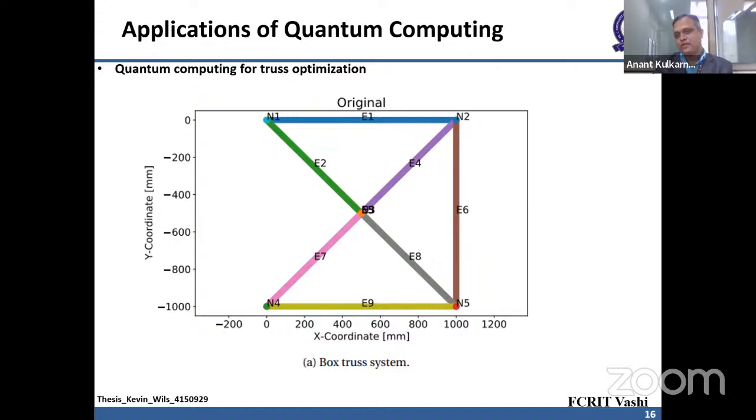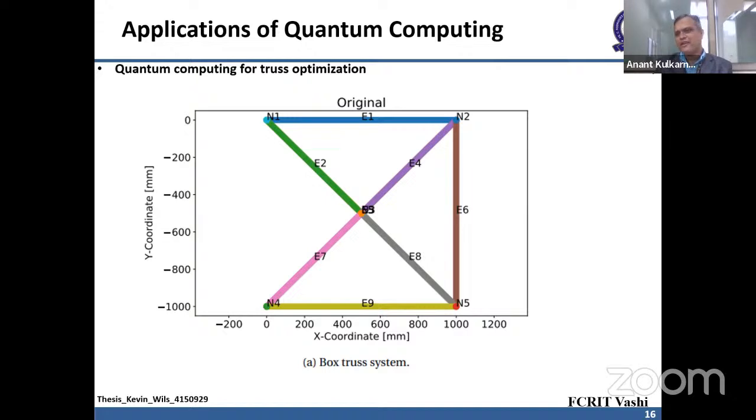structure. If you look at that truss carefully, it has different beams and nodes. Those beams and nodes connect the different beams. But when we talk about truss optimization, we need to talk about three things. One is the length of the beams, second is the strength of the beam, and third is the cross-section area of the beam.